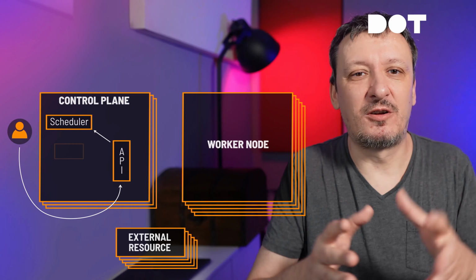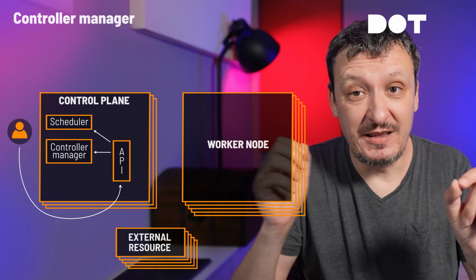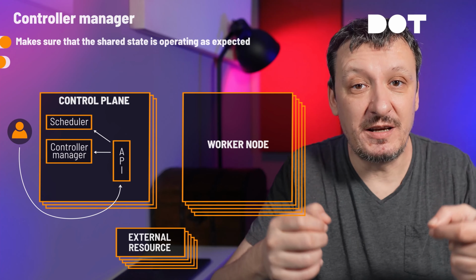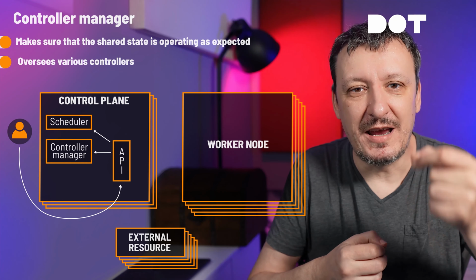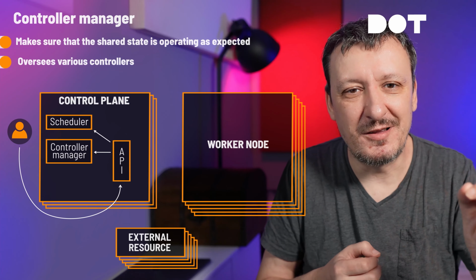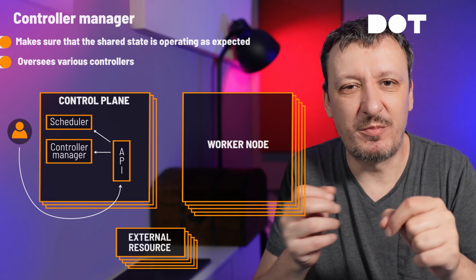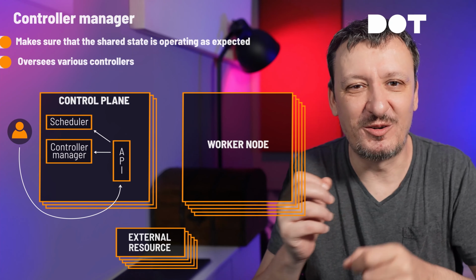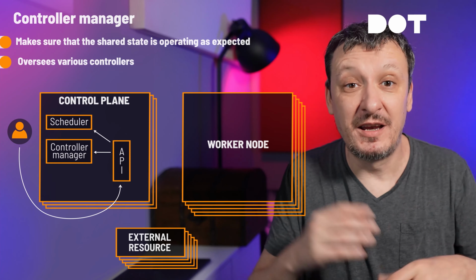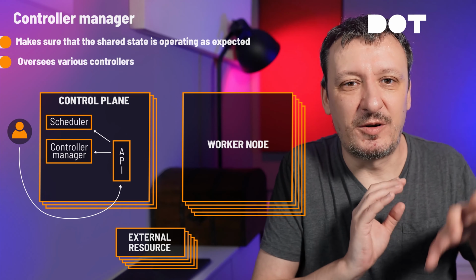Next, we have the controller manager. Controller manager is making sure that the shared state is operating as expected. It is overseeing different controllers, and controllers are where the action is happening. Controllers are in the worker nodes, and we're going to explore them later. Or to be more precise, not all controllers are on the worker nodes. Some are not, because it depends whether it's baked into Kubernetes or are controllers that we install separately. But that's a story for a while later.